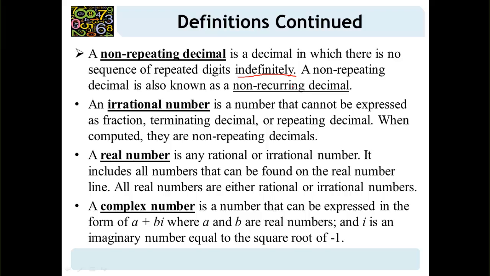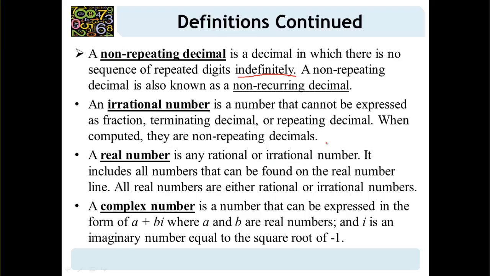Next on our list is an irrational number. An irrational number is a number that cannot be expressed as a fraction, terminating decimal, or repeating decimal. In other words, when we compute them, they are non-repeating decimals. Most of the radicals are irrational numbers. Example, radicals. But that is not our main concern here.